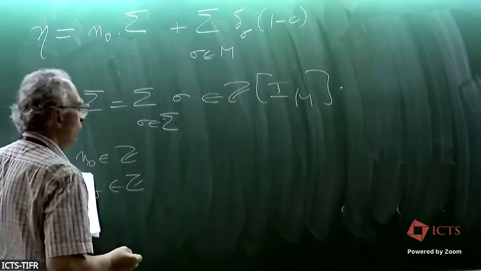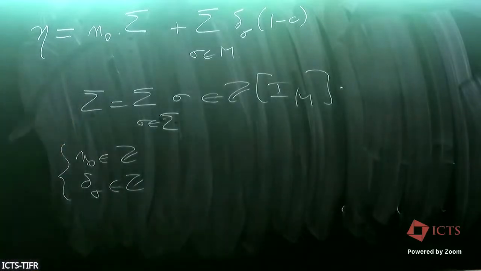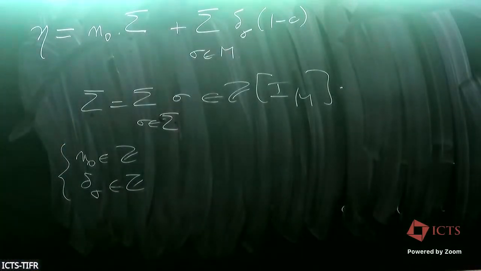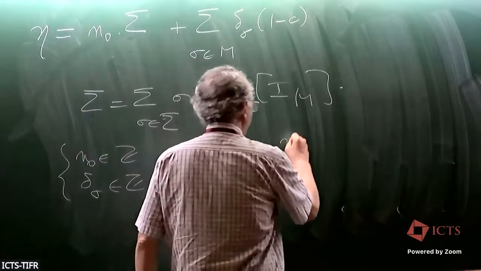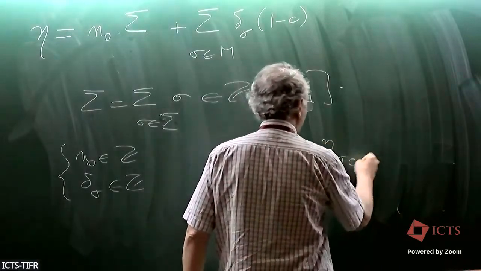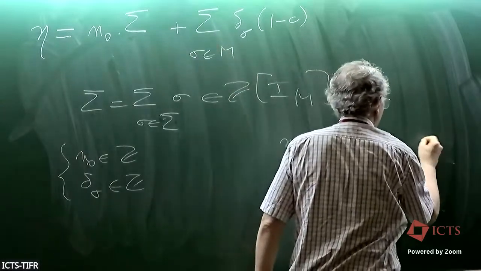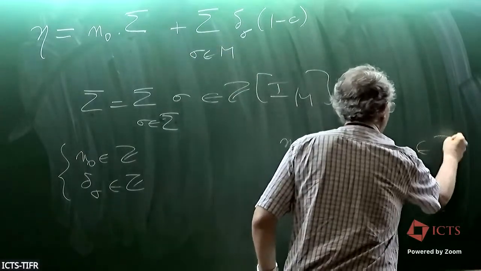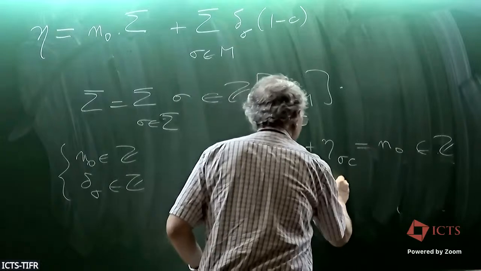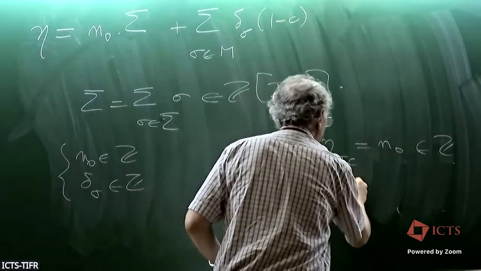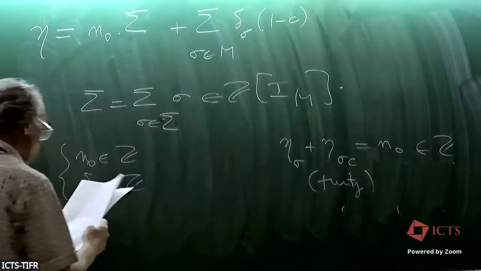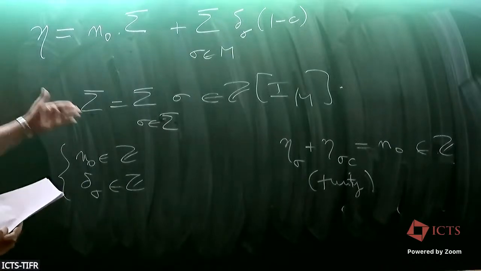This comes from the purity condition. So actually, not all etas are allowed to be infinity types. There must be a condition, namely eta sigma plus eta sigma c must be a constant, and that's the constant n0. That's the purity condition. Okay, so we need to take such a condition.